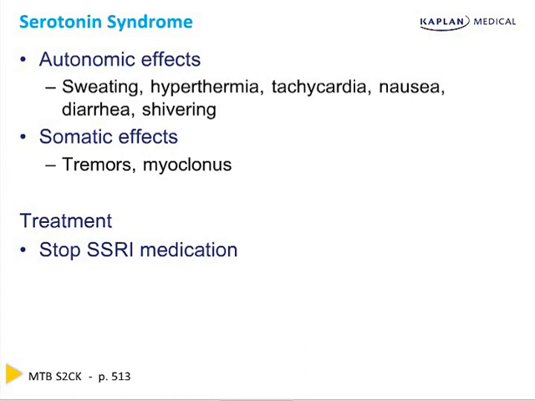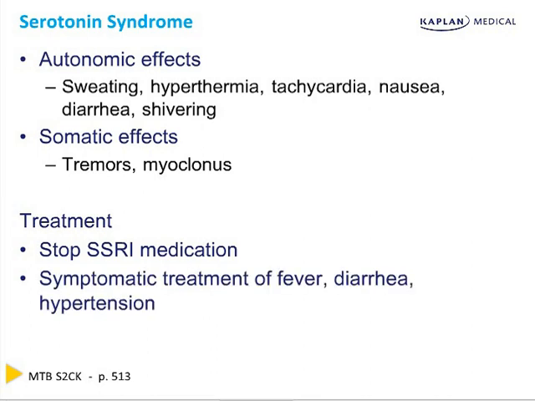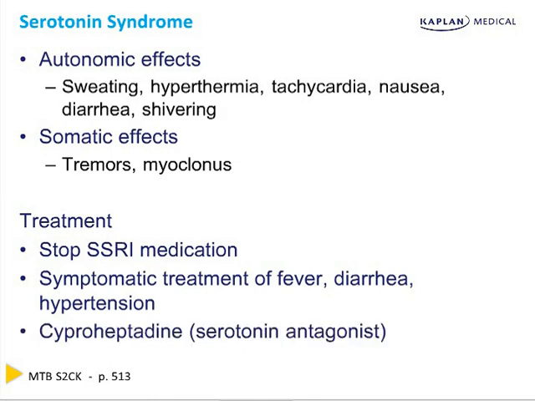You want to DC the SSRI. You might think that's counterintuitive. You want to treat the fever and the diarrhea. That happens second. So treat that fever, the diarrhea, and the hypertension. You can also give them cyproheptadine. That's a serotonin antagonist, and that'll prevent the serotonin from constantly interacting with its receptor, and that'll limit and hopefully discontinue these severe symptoms.